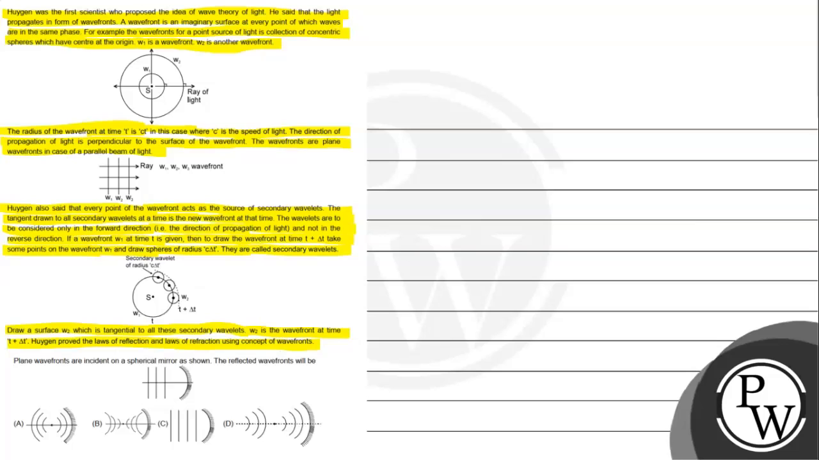Now the main question: plane wavefronts are incident on a spherical mirror as shown. The reflected wavefront will be? So we have four options given. We need to check which of the options given is correct, right?